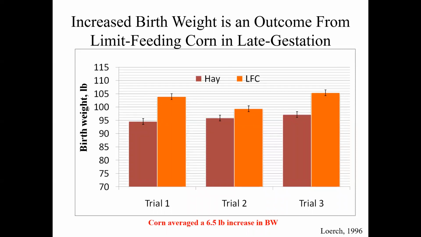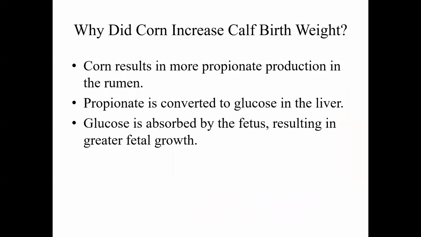The cattle did stay in good body condition score, but corn averaged a 6.5 pound increase in birth weight of the calves. So why does supplementing corn to pregnant cows result in an increase in calf birth weight? Corn results in more propionate production in the rumen because corn is largely starch. Propionate is converted to glucose in the liver. Glucose is absorbed by the fetus, resulting in greater fetal growth.